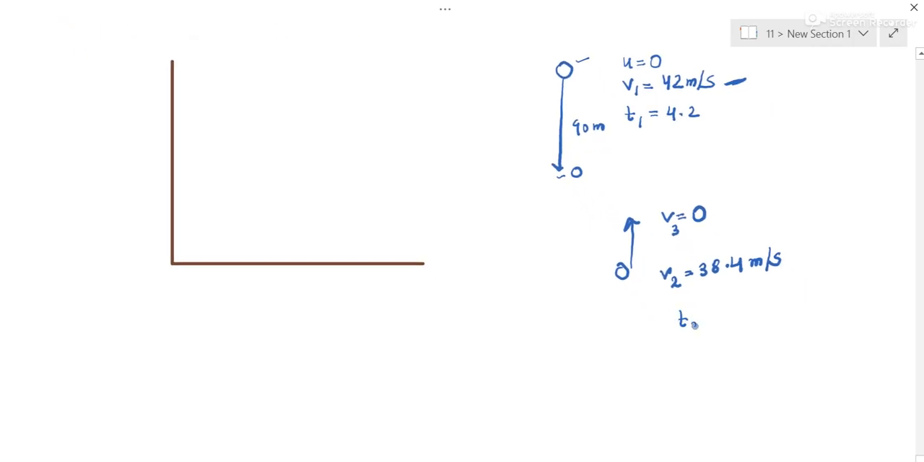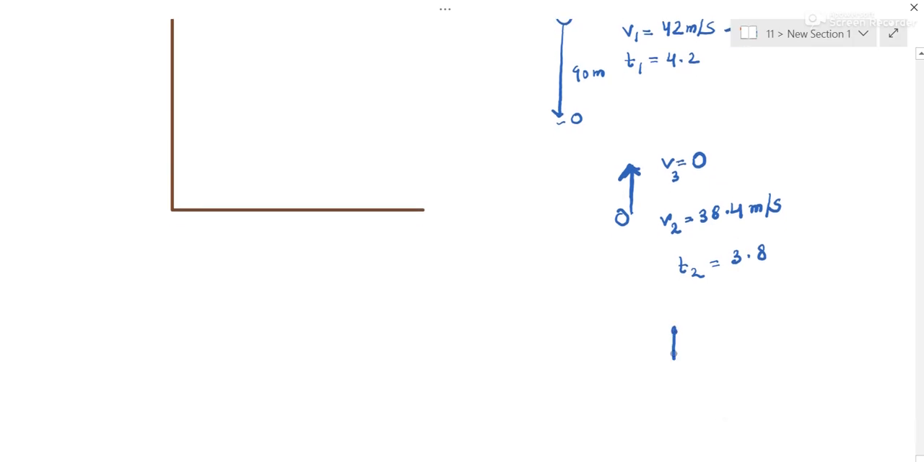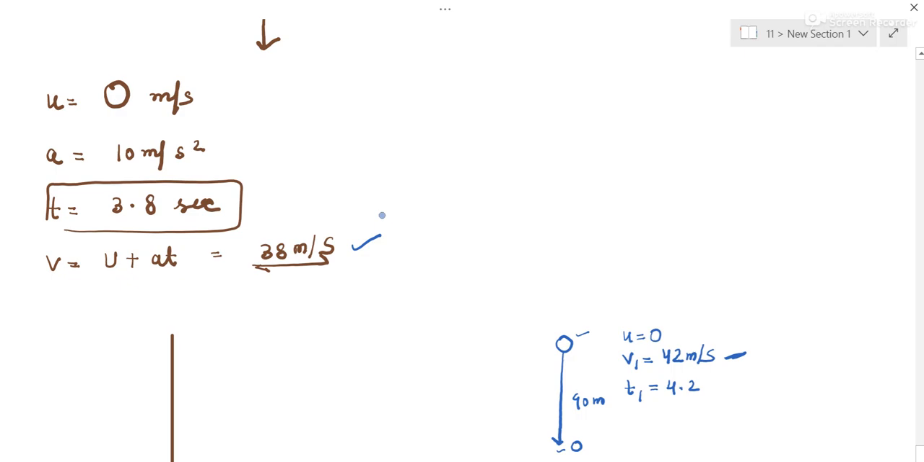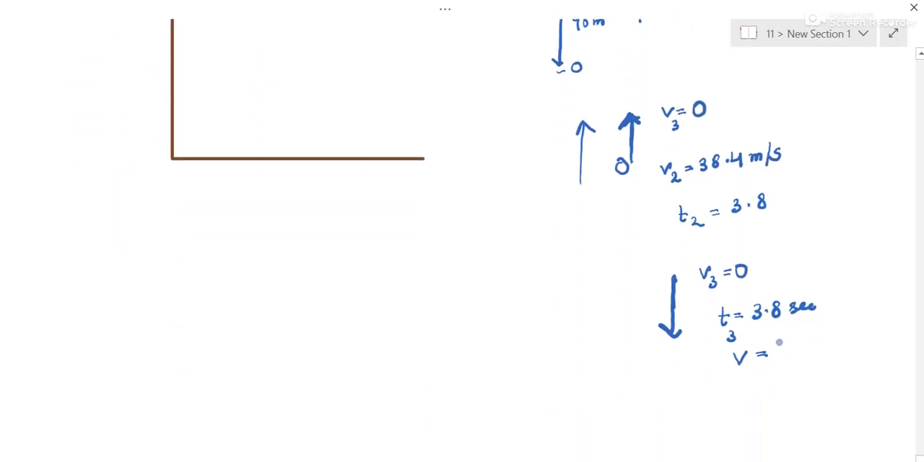So we have time 2 as 3.8. Now this was the velocity, this is the time to go up. Okay, now when it will fall, the velocity is 0, and the time for the fall will be again the same as the time of going up. So 3.8, this is my third time, and the velocity I found before touching the ground, I calculated it, was approximately 38. So I should be ready with all the values. Now let us plot.